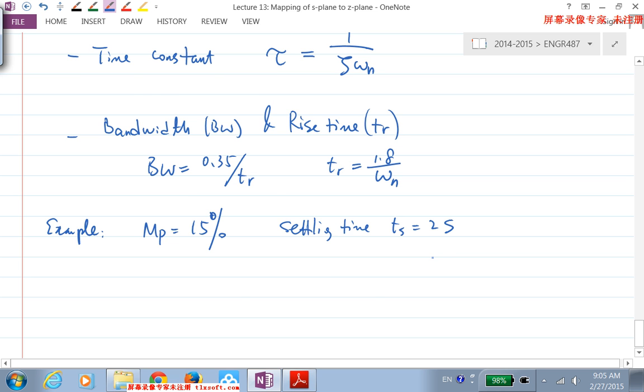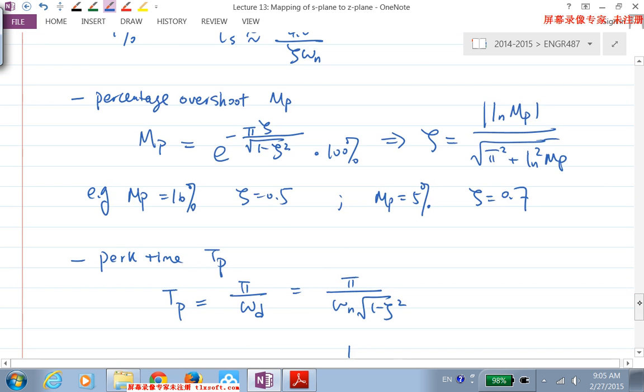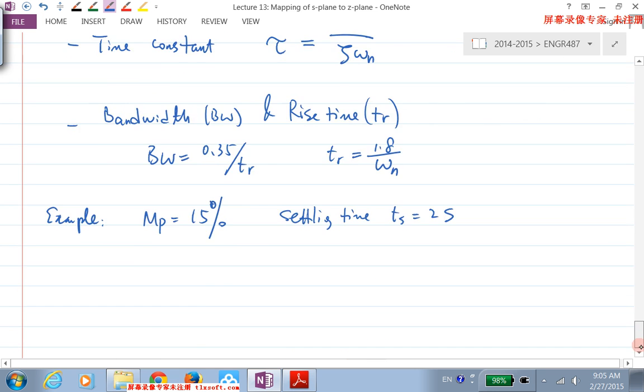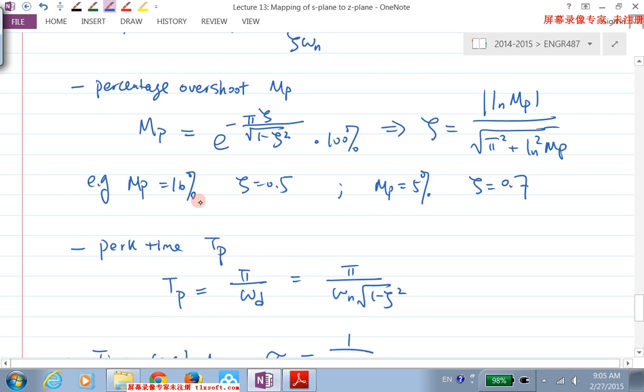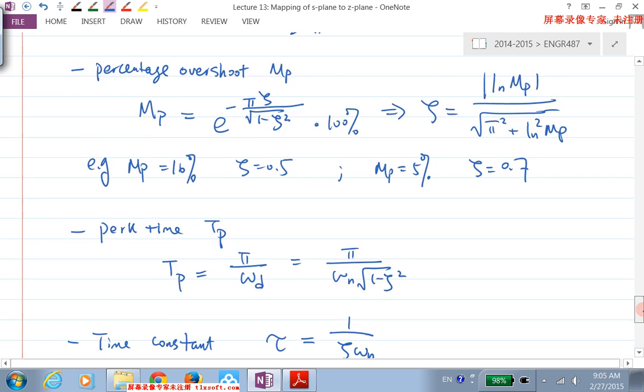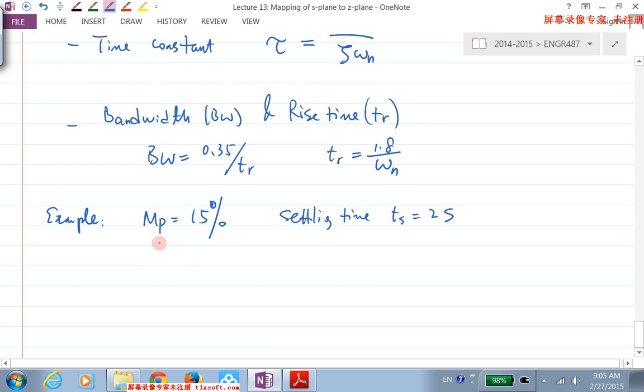So using the formula, if you have an overshoot of, sorry, how much? 15%, right? I think I nailed down that 16% is about 0.5, so 15% is probably also around 0.5. But you can always calculate it using this formula for the zeta, given 15%. That will give you zeta approximately 0.52.